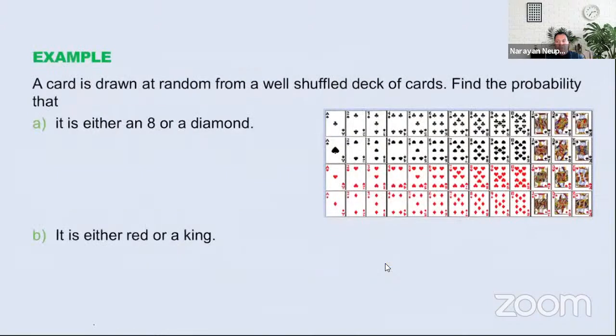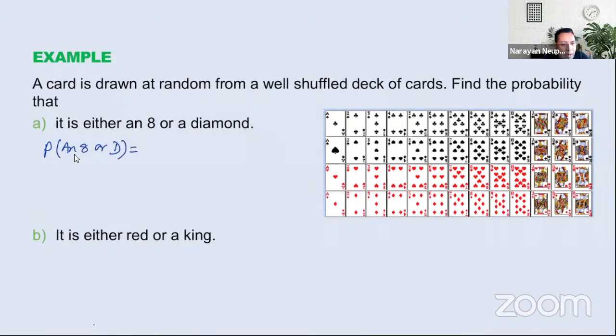Here is the example. Again, this is based on cards. I'm not going to go over these cards again because we did that in the previous class, so you have the idea of the cards. We're going to directly solve the problem. A card is drawn at random from a well-shuffled deck of cards. When we say a well-shuffled deck of cards, we have 52 cards there. We have to find the probability that, in the first part, it is either an 8 or a diamond.